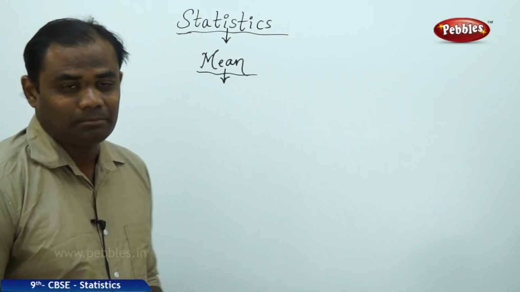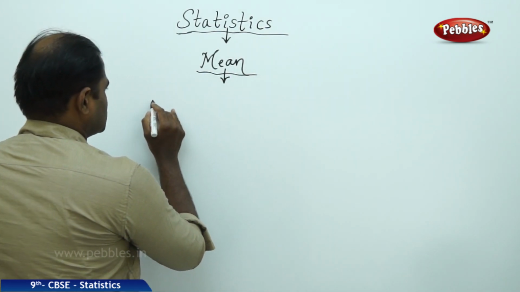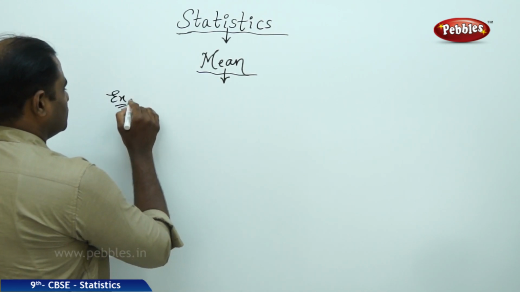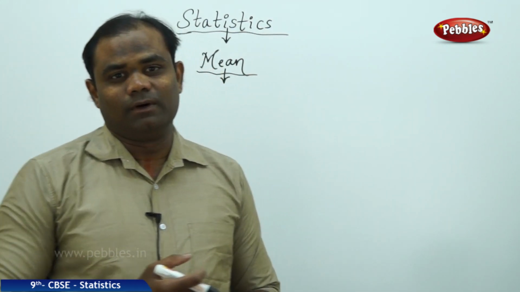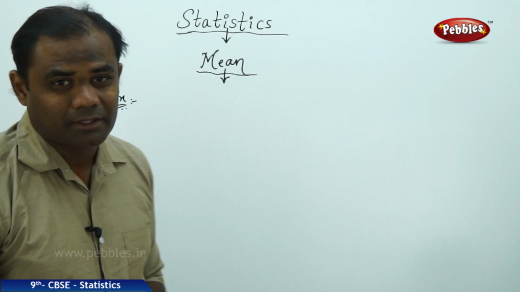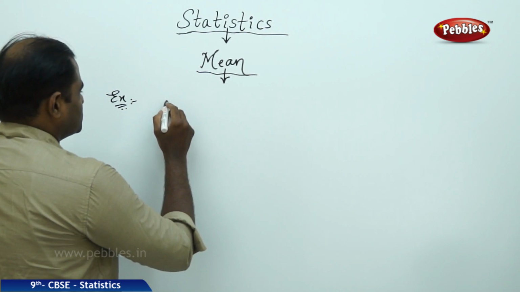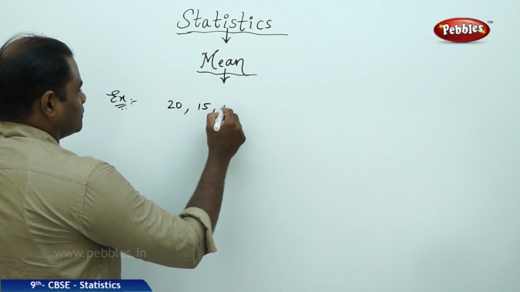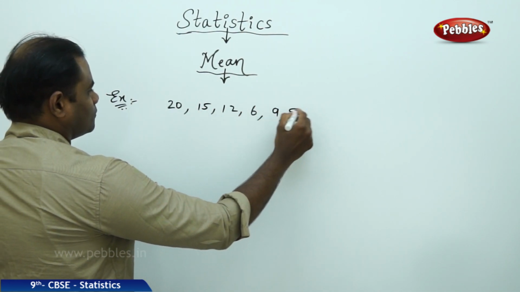So let's, for example, say I have a score of runs which a cricket player makes in every over. In a 20 over match, let's say the cricket batsman or the team makes in the first over 20 runs, 15, 12, 6, 9, 5.